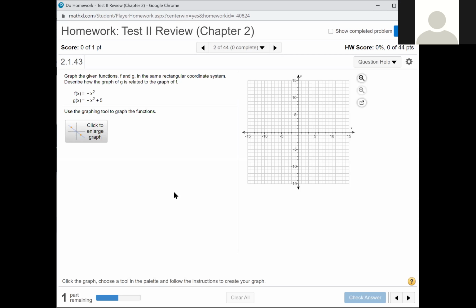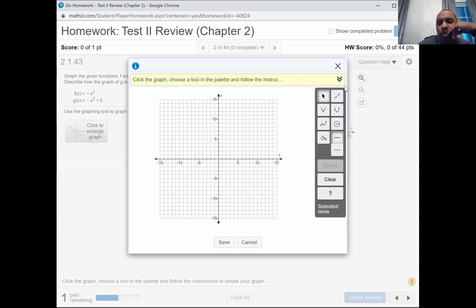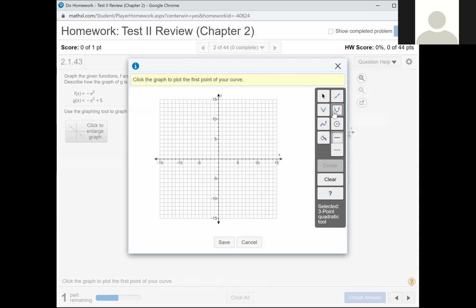This is the other part that I was confused on. Okay. Graph the given functions f and g on the same rectangular system. Both of them are parabolas. Now this one, you see how it has the little points right there? Mm-hmm. Now this one should be like what I was talking about.